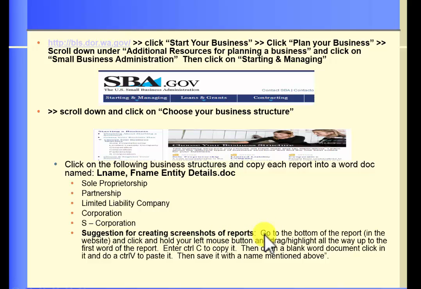I suggest, not screenshots, but just copying it. You go to the bottom of the report on the website, click and hold your left mouse button, and drag and highlight all the way to the first word of the report. Then you do a Control-C, go to a blank Word document, and do a Control-V to paste, and it'll paste right into that Word document. Then you save it in this name right here. You can have each of these documents as a separate page in one document, and that's the way I have assigned it here: one document with a page for each one of these in it.